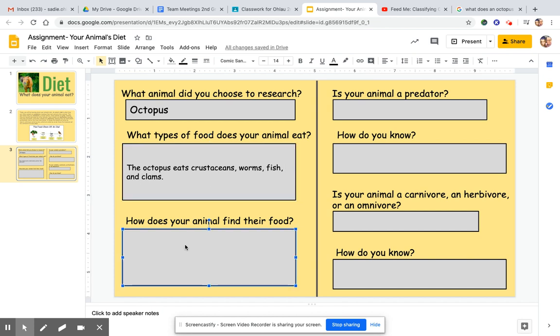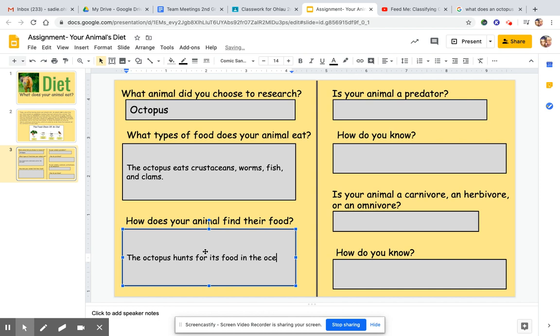How does your animal find their food? Now, I know that my animal is a predator. That means that it hunts for its food. The octopus hunts for its food in the ocean. Now, I could go into a lot more detail, and you probably should on your assignment write more than one sentence, but I'm just using this as an example, so we don't need to do it completely. Is my animal a predator? Yes. How do I know?